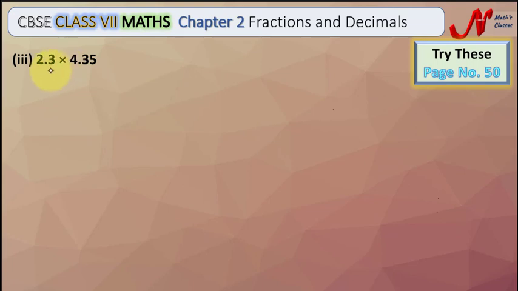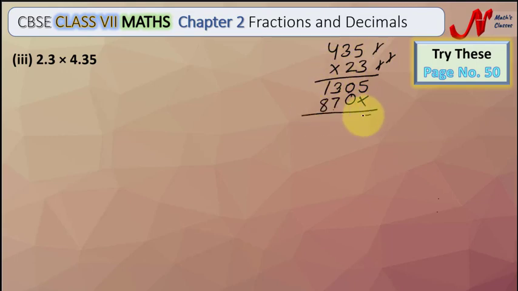Now we find the product of 2.3 and 4.35. To find this, first we multiply 435 with 23. 3 5s are 15, 3 3s are 9 plus 1, 10, 3 4s are 12 plus 1, 13. Now multiply with 2, 2 5s are 10, 2 3s are 6 plus 1, 7, 2 4s are 8. By adding we get 5, 0, 7 plus 3, 10, carry 1. So 8 plus 1, 9, 9 plus 1, 10. So we get the product 10005.